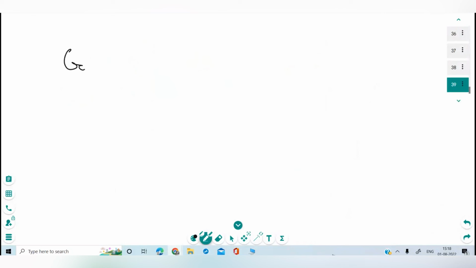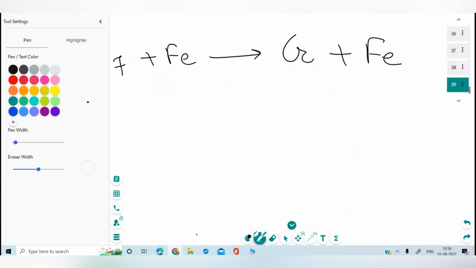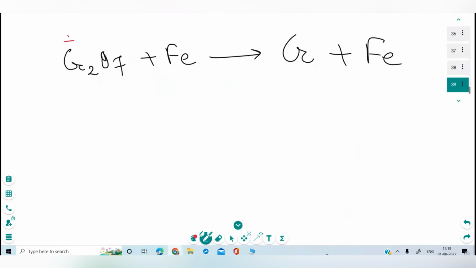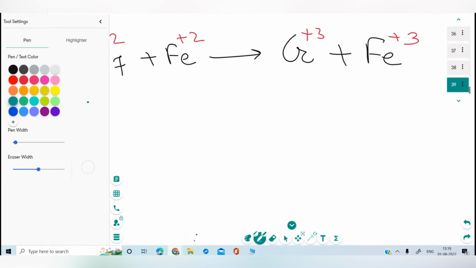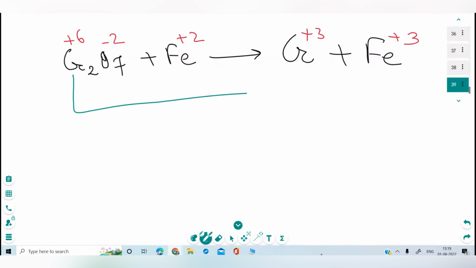So this is Cr2O7 plus Fe will give you Cr plus Fe. Here I'm going to take the charge as plus 6, minus 2, plus 2, plus 3, plus 3. So here from 6 to 3, oxidation number decreases. That means it is a reduction.